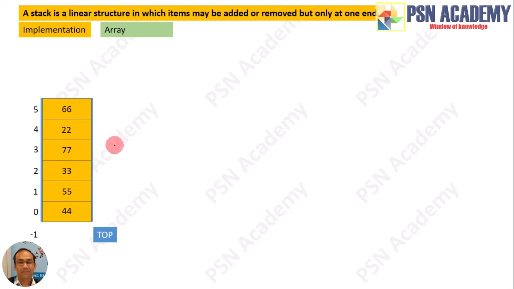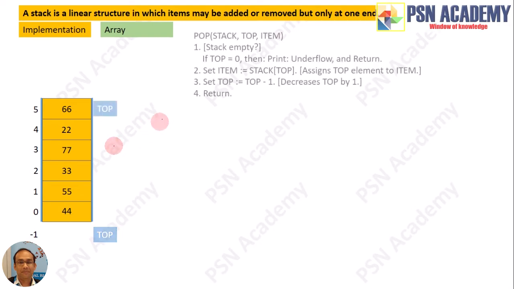So these are the two operations we have studied in the previous video. Now let us look at the algorithm. The name of the function is pop and there is a stack as a first parameter, which is an array of course. The top is a variable which will take care of the index of the topmost element. And the third parameter is an item, which is also a variable where the popped element will be stored.